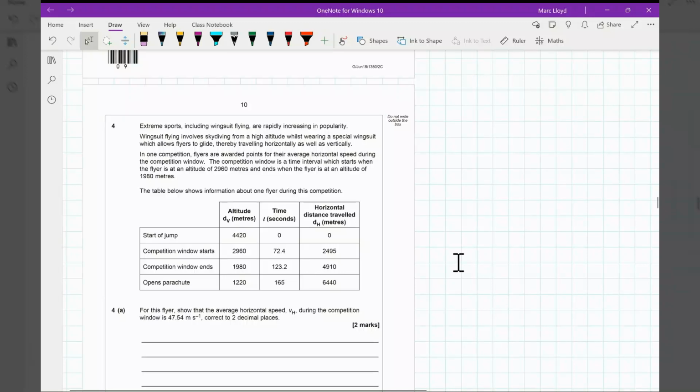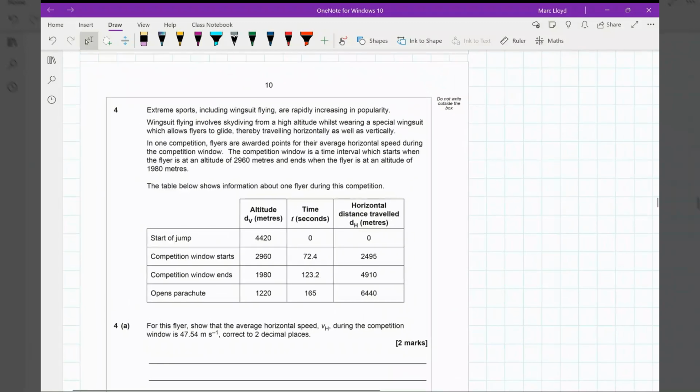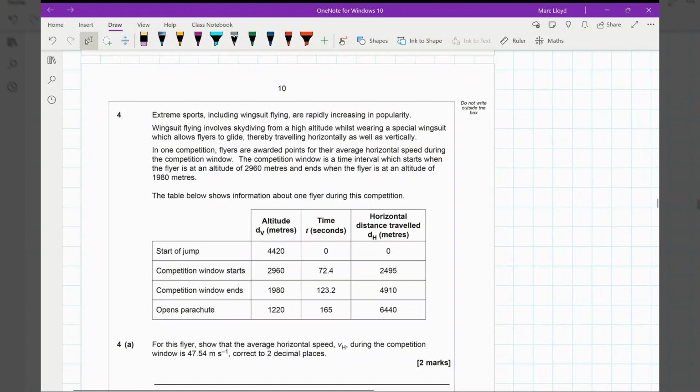Hi there, question 4. A little bit wordy, but once you've read it and you've made some annotations on it, we're good. I'm going to highlight, but remember, don't highlight any actual working that you're doing because that will come up dark black when it's scanned in, so your examiner won't be able to read it.